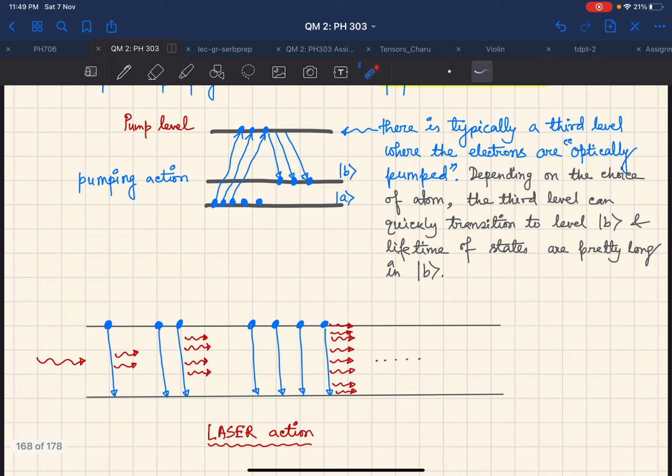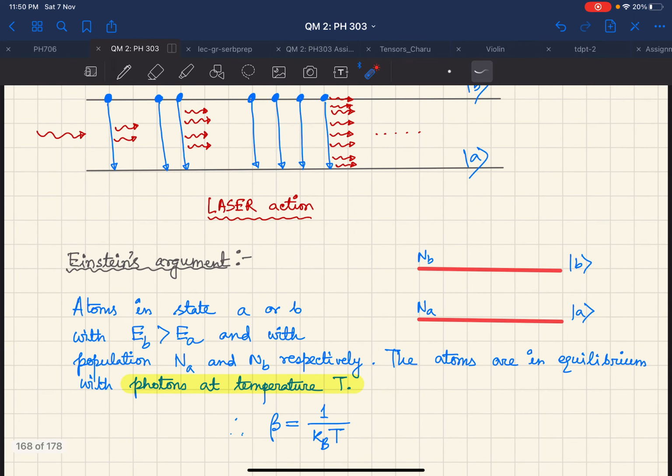So pictorially, the laser action can be thought of like this. There is one atom in the higher excited state, the state B. Let me write that. And this is our state A. Then a single photon comes. It releases two photons. These two photons act on these two atoms, and they release four. These four, when they act on these four, release eight. So that is how the laser works.